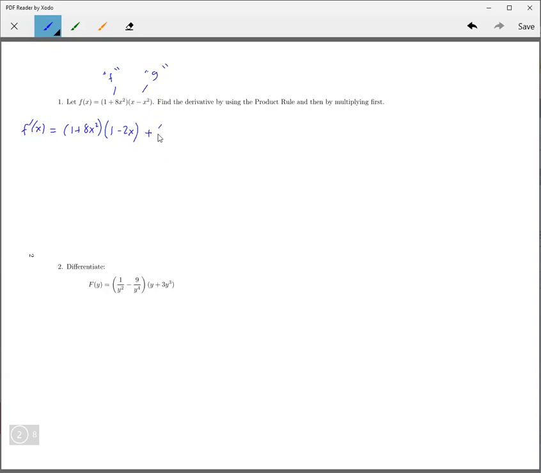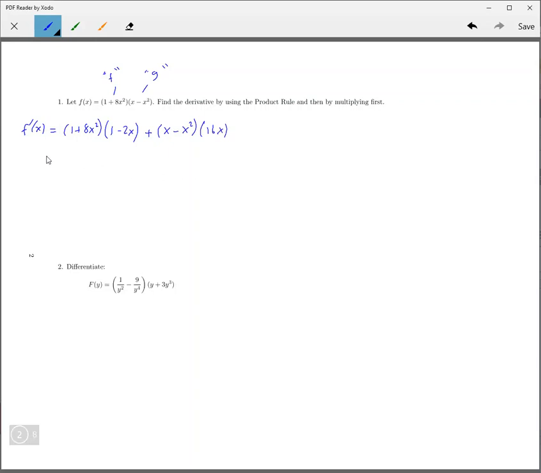Plus the second function times the derivative of the first. The derivative of 1 is 0, fortunately, and then the derivative of 8x squared is, you bring the 2 down, so that's 16, and you reduce the exponent by 1, so 16x.